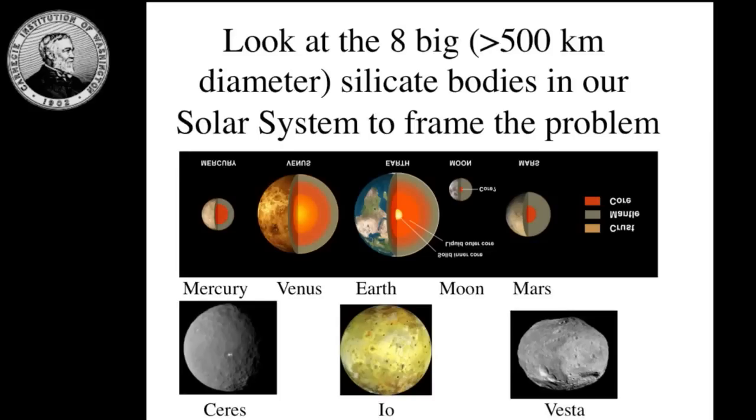So let's just start off with a perspective. I think you recognize them. But if we look at these 8 great silicate bodies in our solar system, we get an interesting story that sort of frames the problem that we're going to talk about. So Mercury, Venus, Earth, Moon, Mars. And then these 3 I don't think we can neglect. Once we define what large is, then Vesta gets part of that, but Vesta, Io, and Ceres. So we've got 8 large silicate bodies.